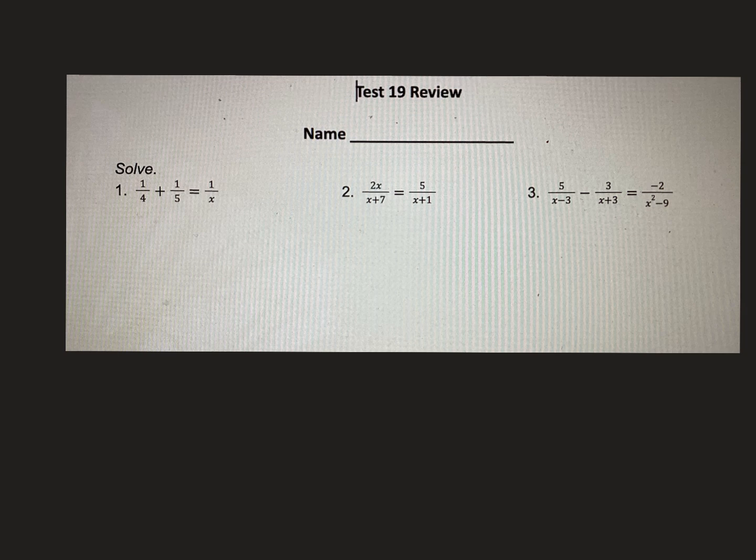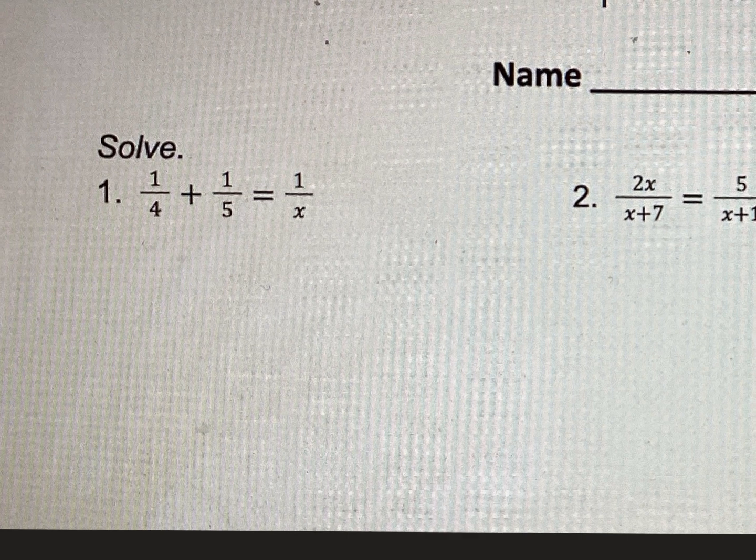All right, guys, let's knock out this review for test 19. First three are fraction equations. Remember what we're going to do is multiply every term. First of all, before I even get into that, let's see what x cannot equal. X cannot equal 0 because that would make the denominator of that fraction 0.